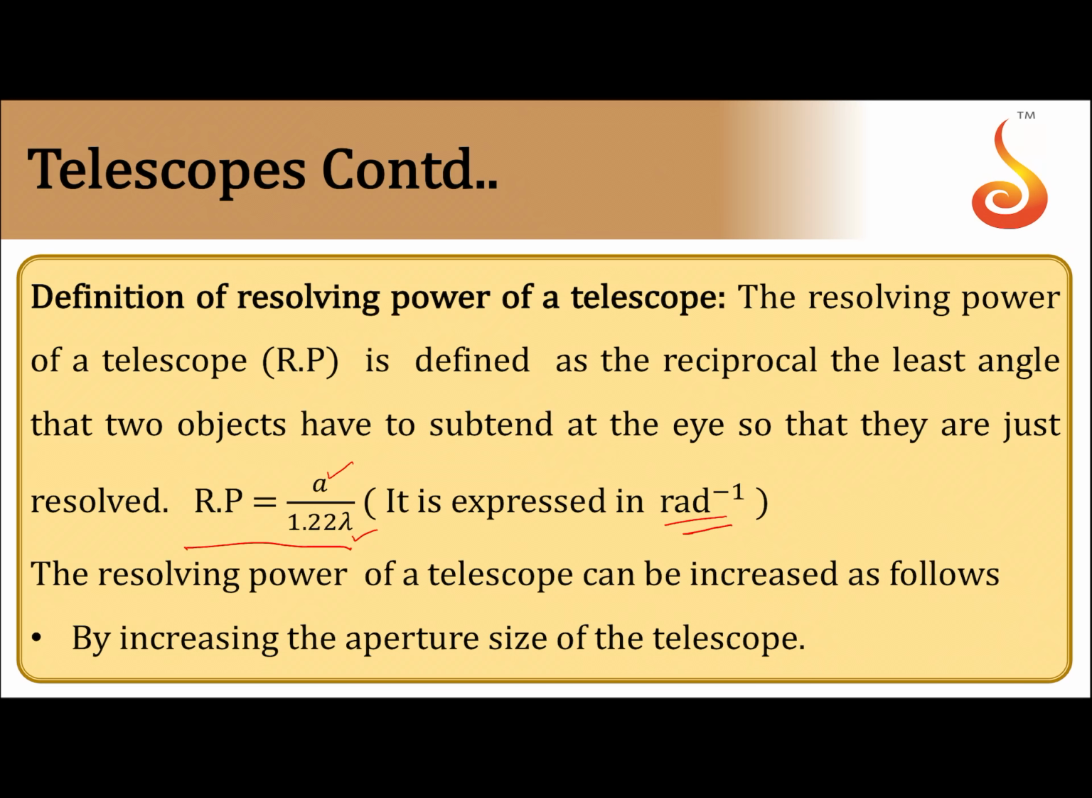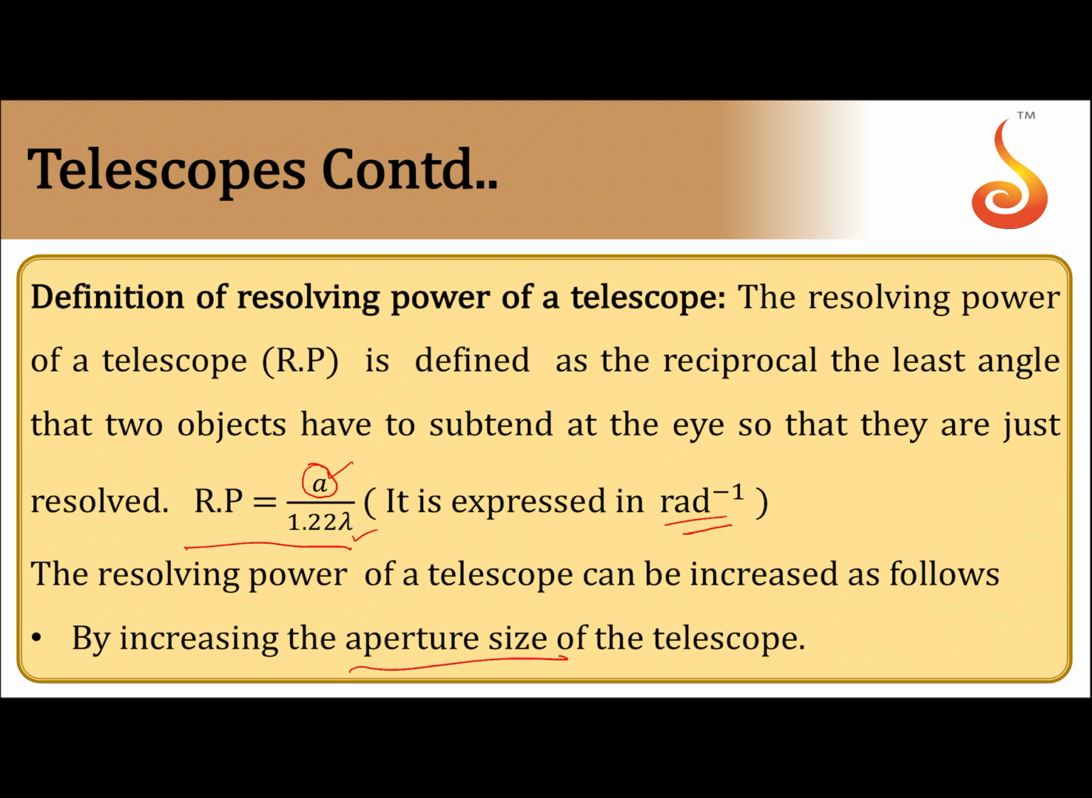If you want to increase the resolving power, the only way is by increasing the diameter of the aperture, because in the case of a telescope, lambda is the wavelength that is emitted by the source. It will not be in our control. The only thing we can do is use a filter. By decreasing the wavelength of light used, you can increase the resolving power. Otherwise, the only way to increase the resolving power is by increasing the diameter of the objective, that is, the size of the aperture of the telescope.